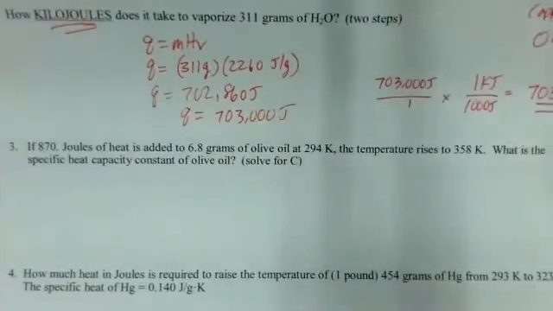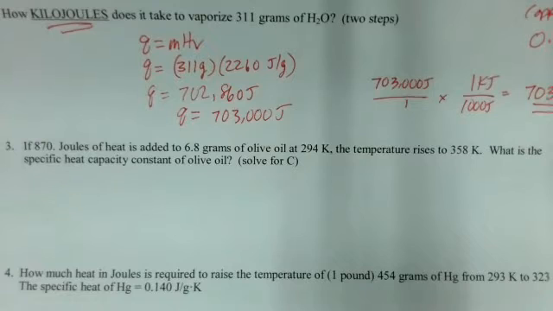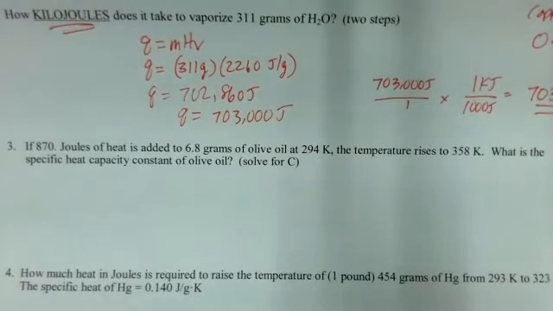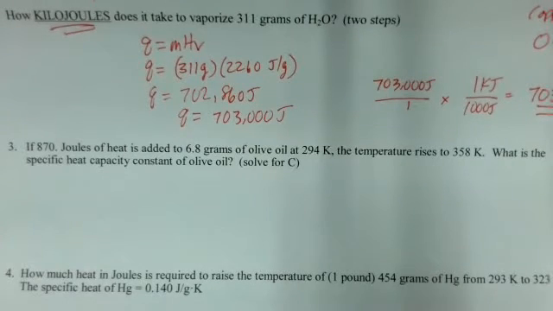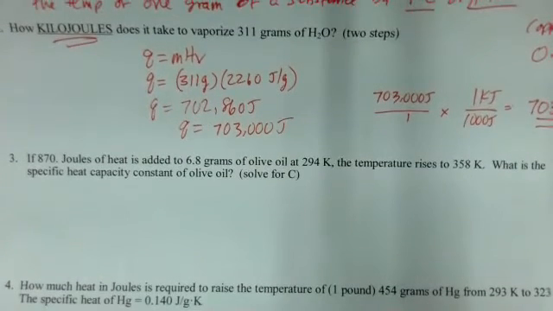For this next question, number 3, which I've always really liked, because I like olive oil, 870 joules of heat is added to just 6.8 grams of olive oil at this temperature, 294 Kelvin. And then you put it in the frying pan, you put it on the stove, and the oil temperature goes up to 358 Kelvin. Holy smokes, I'm tired. What is the specific heat capacity constant of olive oil?